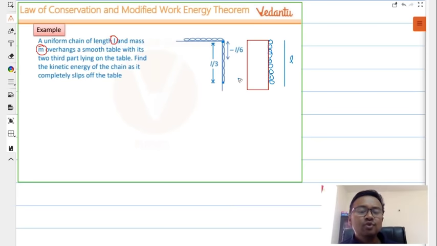Students, if I have to do this by the force method, just imagine how difficult this is going to be. But doing it by the work energy theorem is very simple. All right, let's just have a look.